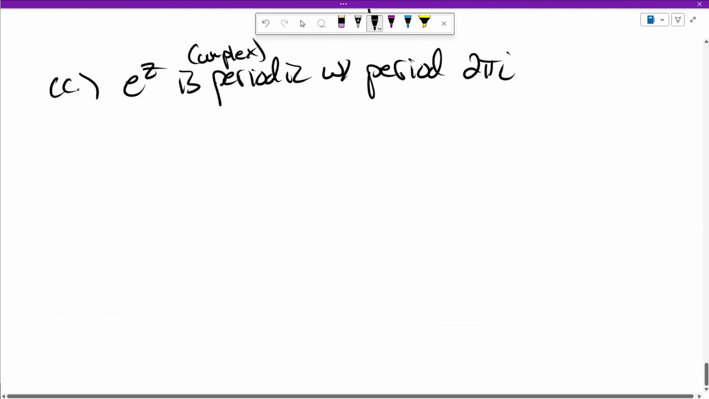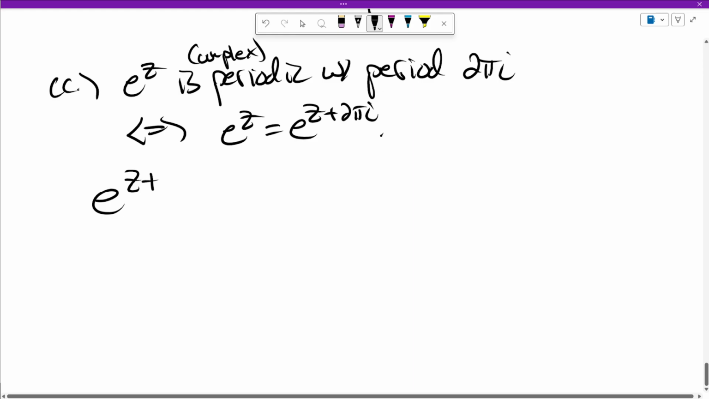Now, part C of this question is to show that this is actually a periodic function with period 2 pi i. And periodic, it's sort of complex periodic. The regular exponential function is not periodic, but this guy is. And roughly the periodicity comes into play because a portion of this function involves cosine and sine, and those guys are periodic. So let's unravel what this statement is saying. This is saying that e to the z is the same as e to the z plus 2 pi i. So let's show that.